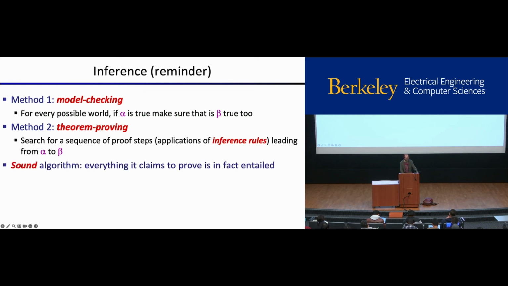A sound algorithm: everything that it claims to prove is in fact entailed. A complete algorithm: everything that is entailed can be proved. So if alpha entails beta, our algorithm will recognize that, and our algorithm won't tell us beta is entailed if it is not.